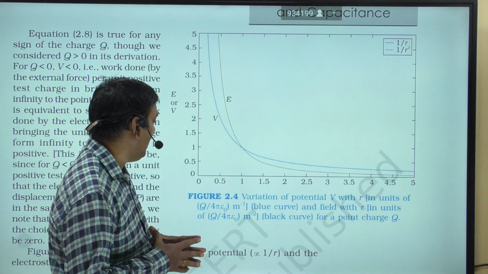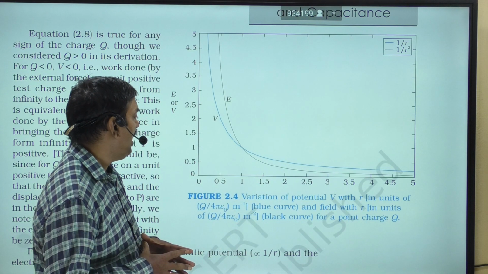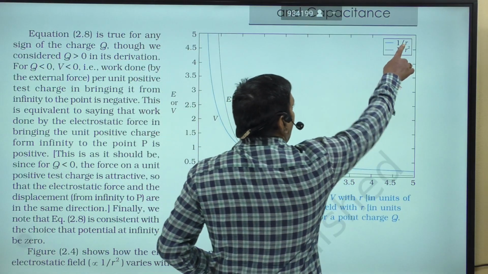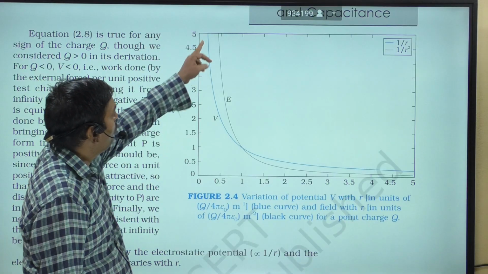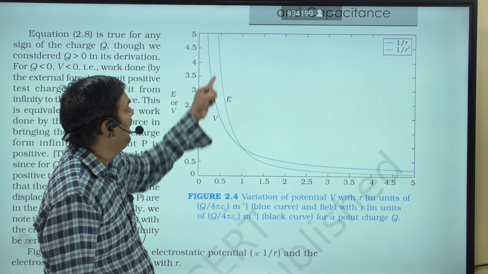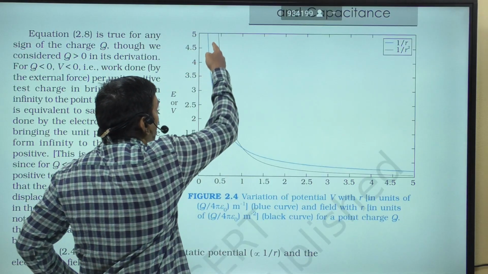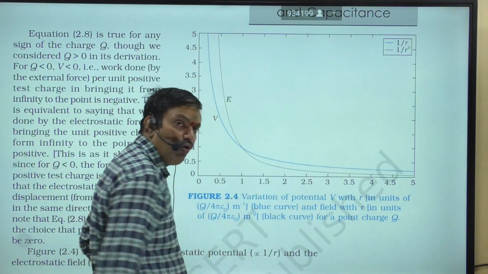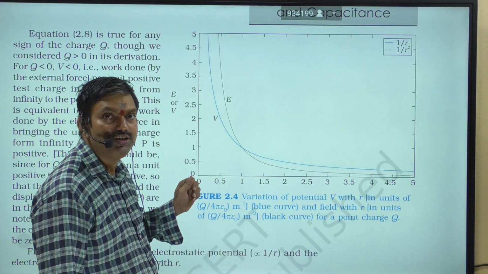one is given in blue lines. Now you see the variation of potential with r. This blue line indicates 1/r and the gray line indicates 1/r square. So the blue line is your potential and the gray line is your electric field. Electric field is inversely proportional to r square. As you observe, out of these two graphs, one graph is more bent.